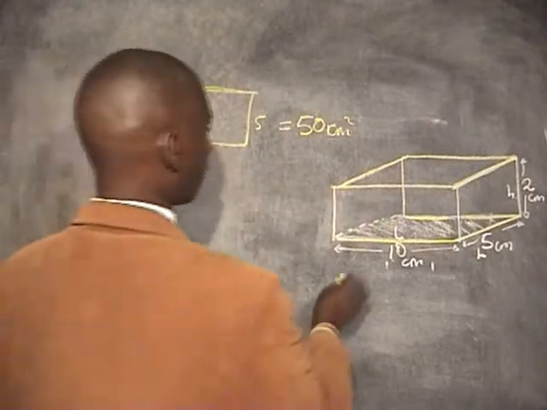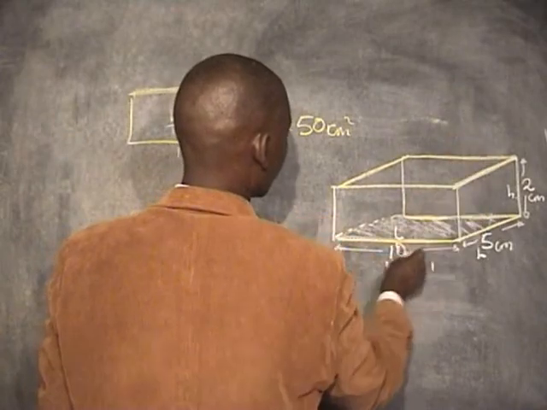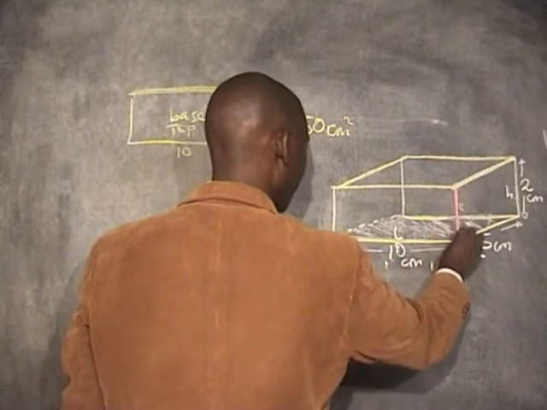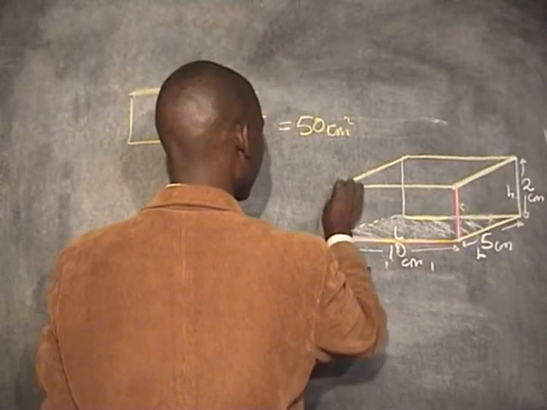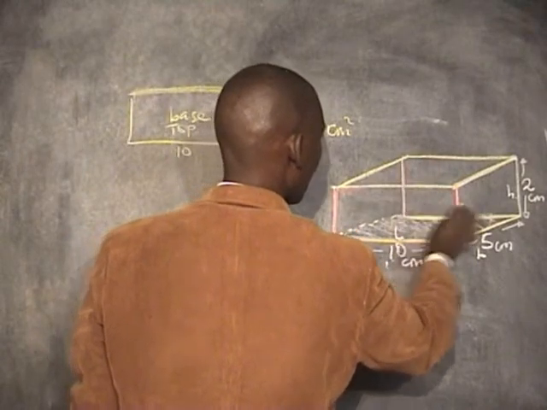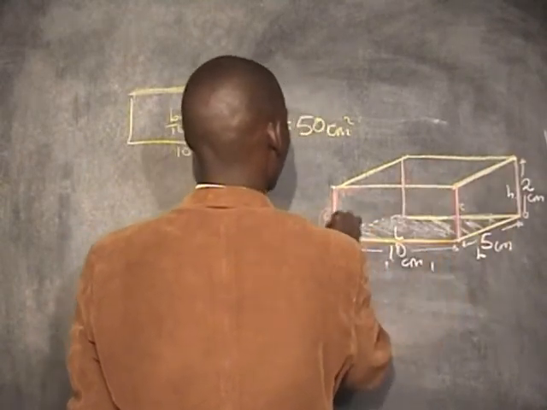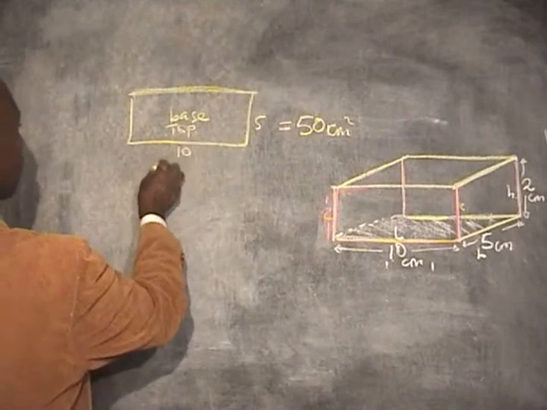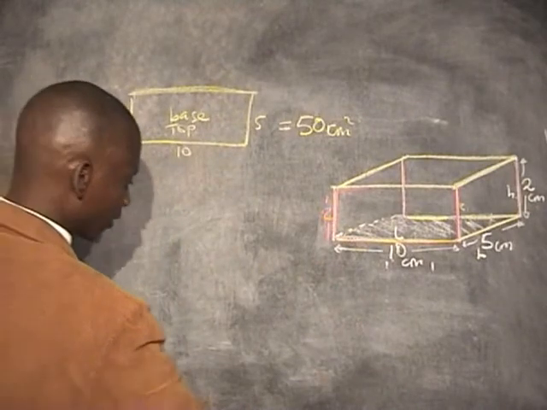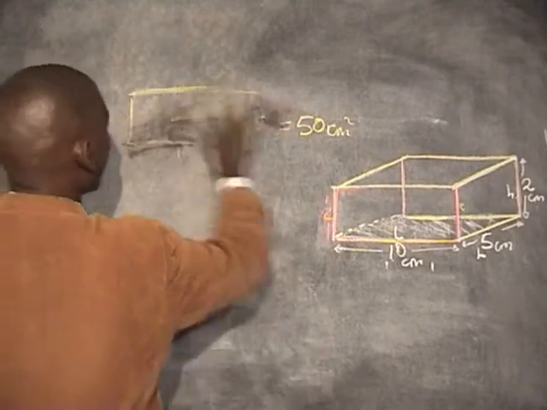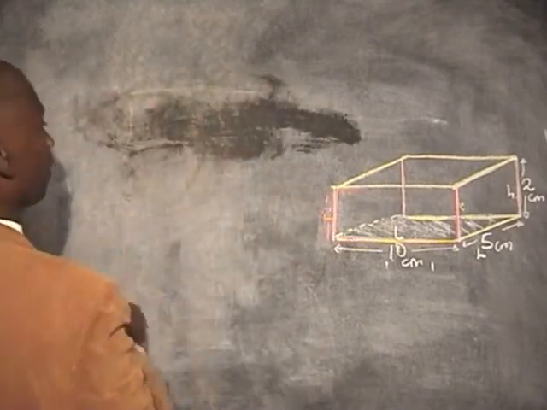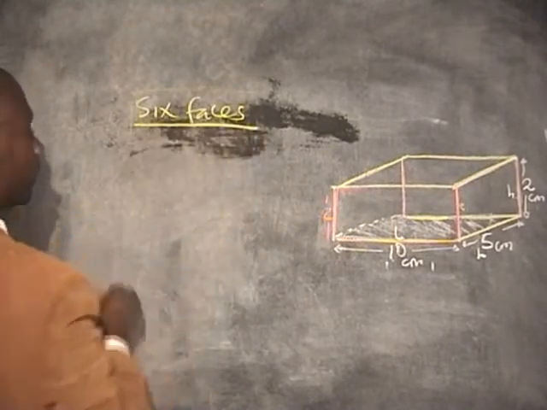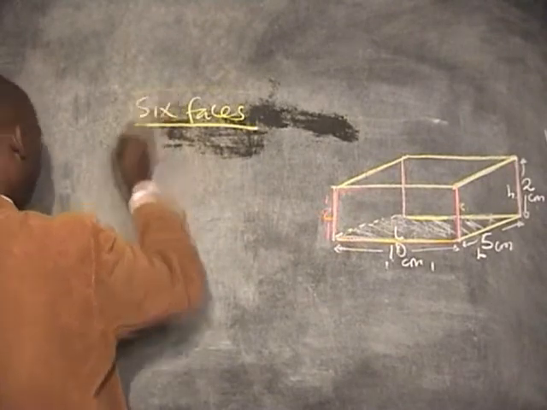Then apart from that, we have this face and that other face. This is 10 centimeters and the height there is 2 centimeters. So I have to show, using a different color, that and that. The height here is 2 from there to there, and this is 10 times 2. We know that these are rectangles. Even without drawing them, there are 6 faces altogether.